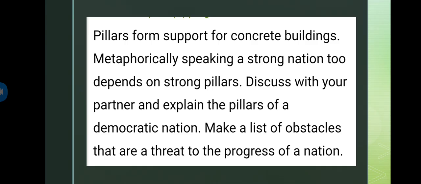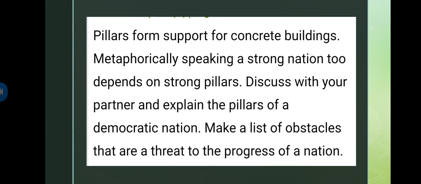Now basically what it's talking about over here is that the building should be strong enough. Obviously, right? Usually these days we hear that a building collapsed or something like that. So if the base is strong enough, there will be no chance of the building collapsing, right? If the pillars are strongly built, there will be less chance of any building collapsing or falling down. So the pillars of the building should be strong enough to hold it, right? In that sense only, it is saying that pillars form support for concrete buildings. Metaphorically speaking, a strong nation too depends on strong pillars. So discuss with your partner and explain the pillars of a democratic nation.